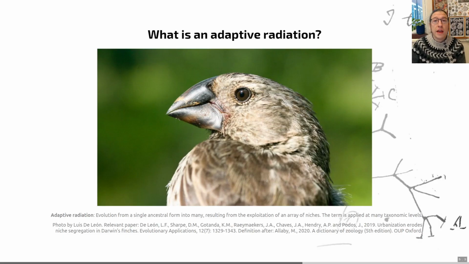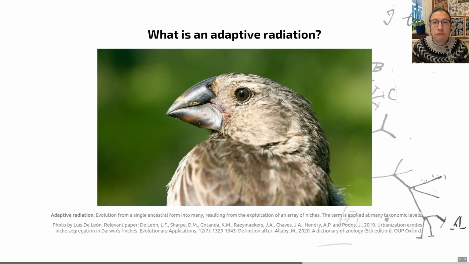Adaptations have a broad range of impacts on eukaryotes, which undergo sexual reproduction and a whole host of other behaviors as well. Often we believe that adaptations have their origin in things called adaptive radiations, and I've put a definition on the slide for you here. An adaptive radiation is the evolution from a single ancestral form into many, resulting from the exploitation of an array of niches. These are events in which a single lineage rapidly diversifies, and the newly formed lineages that have evolved from that original one evolve different adaptations.